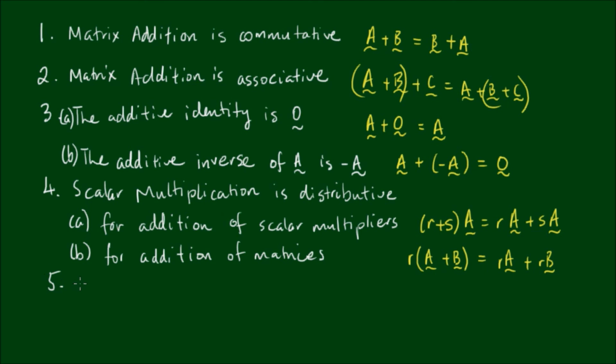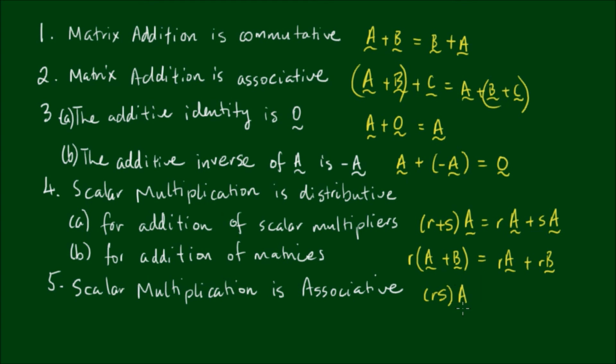Law number 5. Scalar multiplication is associative, and as we've also discovered before, if we multiply two scalars together and then multiply that by the matrix A, it's the same as saying we multiply the matrix A by s first and then multiply this by r.